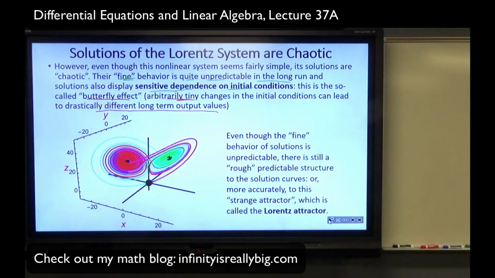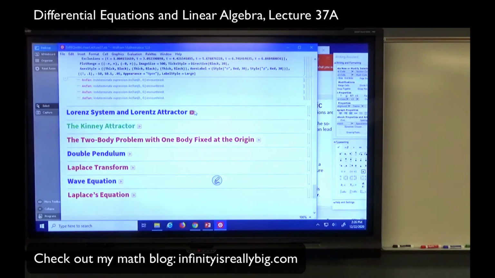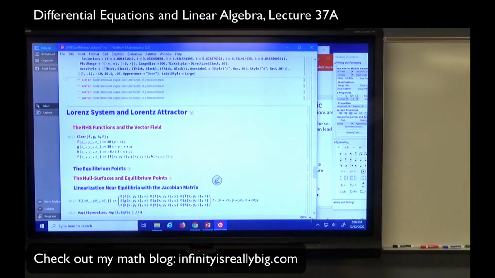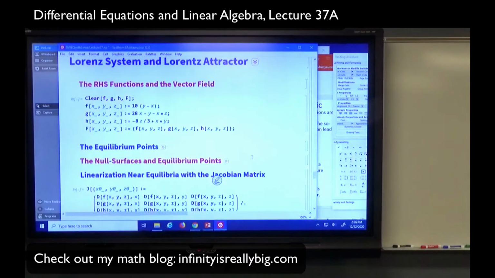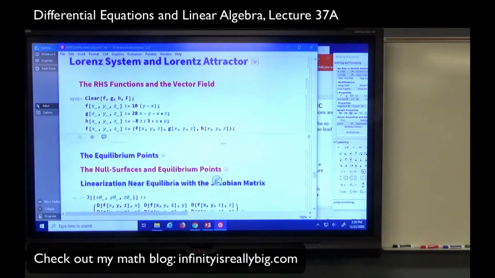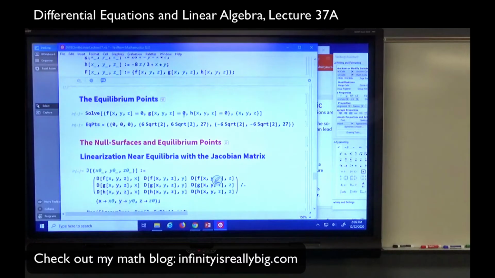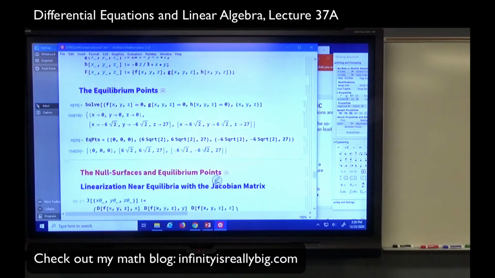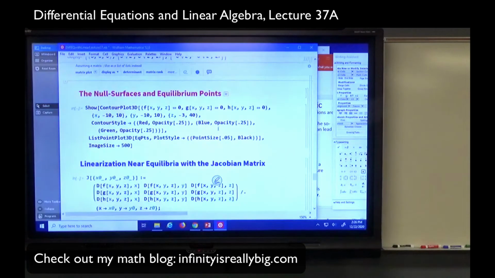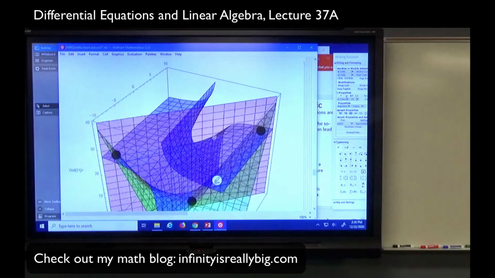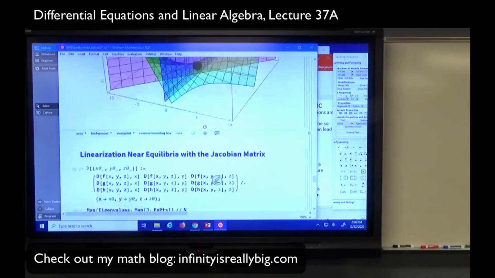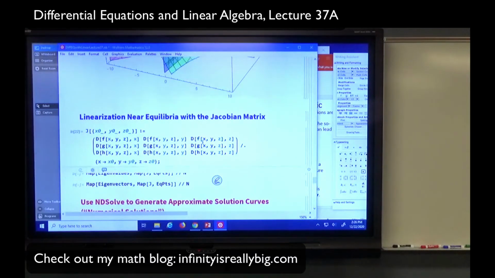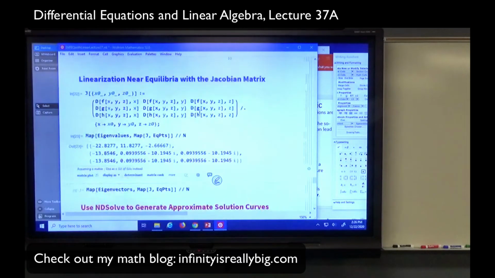All right, so let's look at the Mathematica for this. We'll also look at the Kinney Attractor. So let's see here. Here are the right-hand side functions in the vector field for the Lorenz Attractor. It's got isolated equilibrium points. We can plug those in there. We can look at the null surfaces again. They intersect at just those 3 black dots that you see there, not along a curve. You can do the Jacobian matrix. You can compute the eigenvalues of the Jacobian at the equilibrium points.